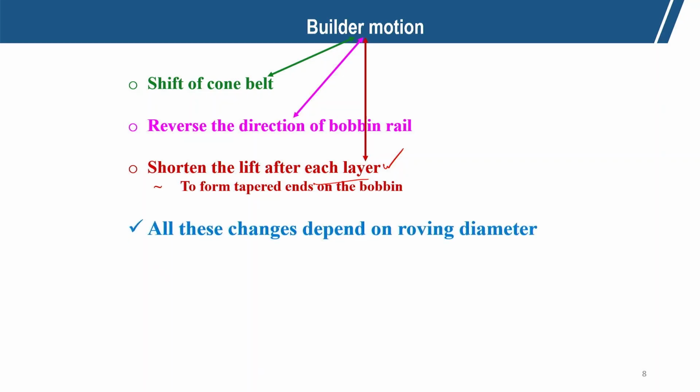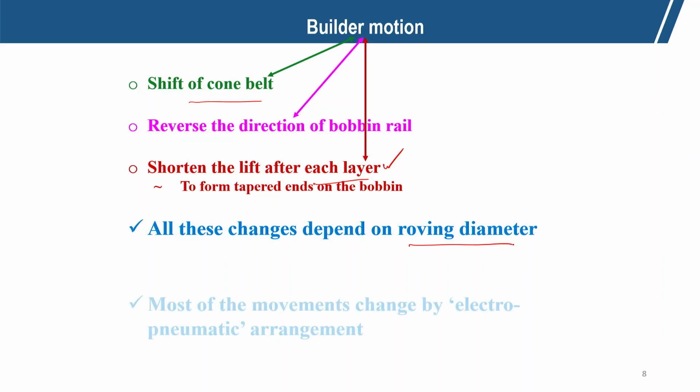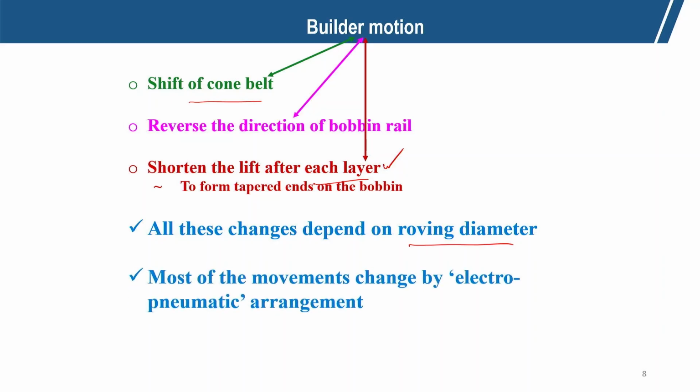all these changes depend on the roving diameter. How the belt will shift, what will be the rate of shift of the belt, how frequently the reversal will take place, and what will be the shortening, that is the taper angle. Everything depends on the roving diameter. Most of these movement changes in the modern roving frame are done by an electro-pneumatic arrangement.